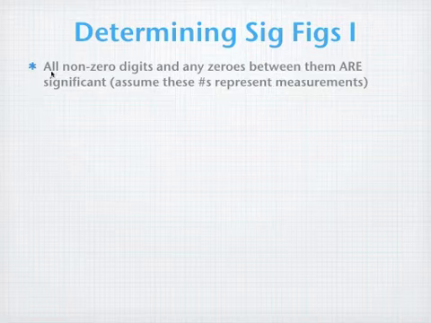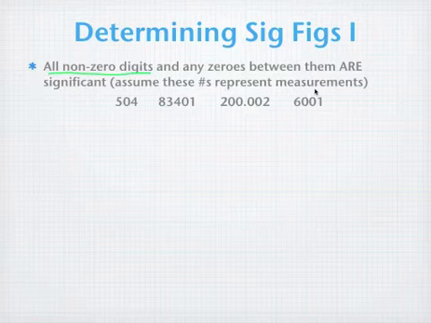It makes sense that all non-zero digits are going to be significant. And any zeros in between them, you're going to see it's going to start to make sense that if you're surrounded by significant figures, then they must be significant. Now to us, what does significant mean? Significant means that this is part of the measurement.